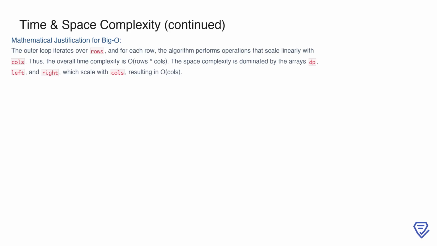Finally, let's justify the time and space complexities mathematically. The outer loop of the algorithm iterates over all rows in the matrix, and for each row, the operations performed scale linearly with the number of columns. This results in a time complexity of rows * cols, as the algorithm must process every row and column. As for the space complexity, the DP, left, and right arrays are the dominant contributors. Each of these arrays has a size proportional to the number of columns, and they are reused across all rows, so the auxiliary space used is O(cols). This confirms that the overall time complexity is rows * cols, and the space complexity is O(cols).